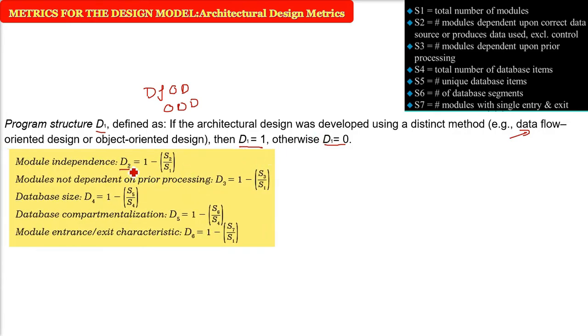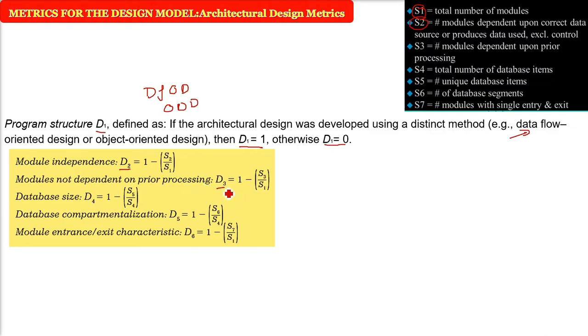What is D2? 1 minus S2 by S1. I told you all S1 till S7 you have to give numbers. So 1 minus S2 by S1 is module independence. Then modules not dependent on prior processing.